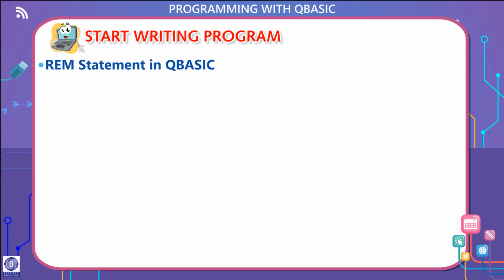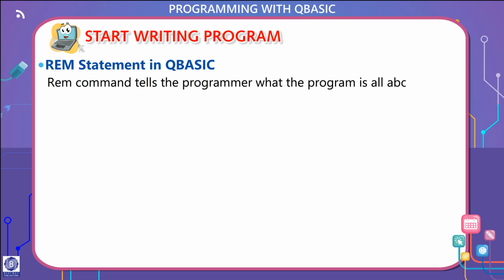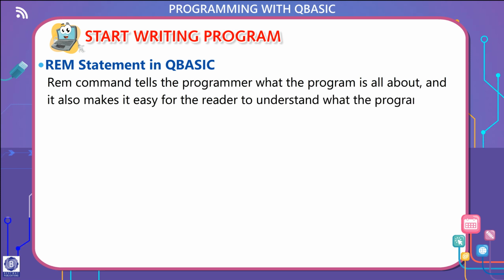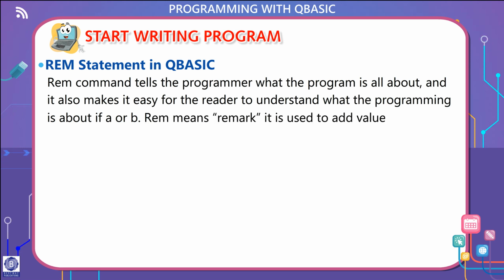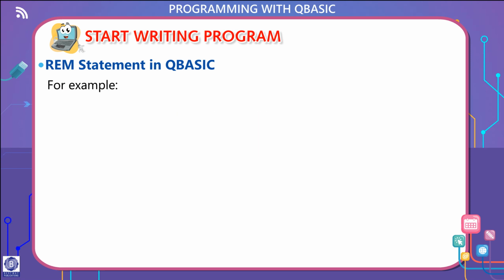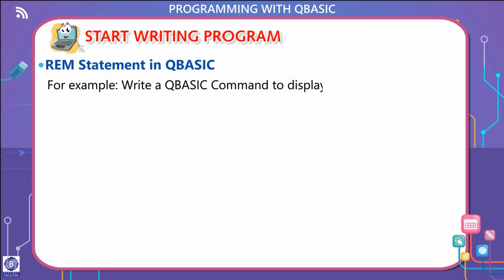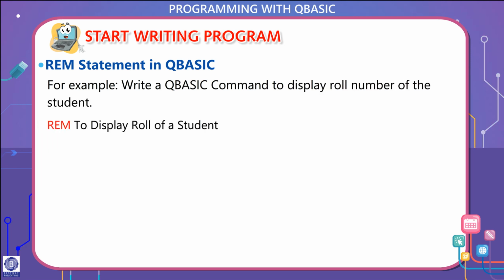REM statement in QBasic. The REM command tells the programmer what the program is all about, and it also makes it easy for the reader to understand what the program is about. REM means remark. It is used to add a comment in QBasic. For example, write a QBasic program to display the roll number of a student. REM to display roll number of a student. PRINT roll number 20. END.